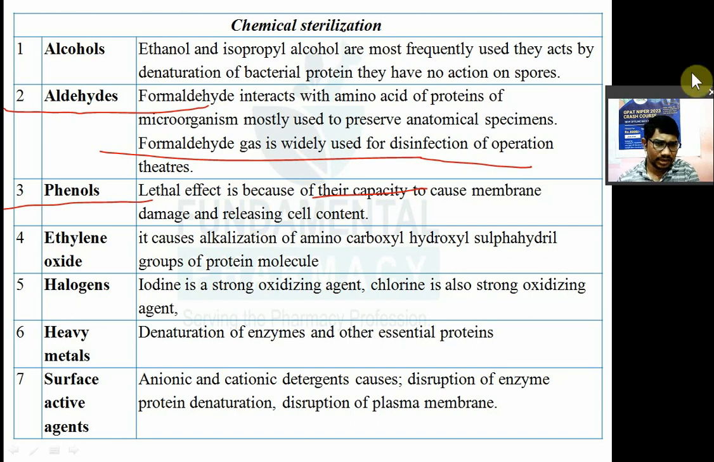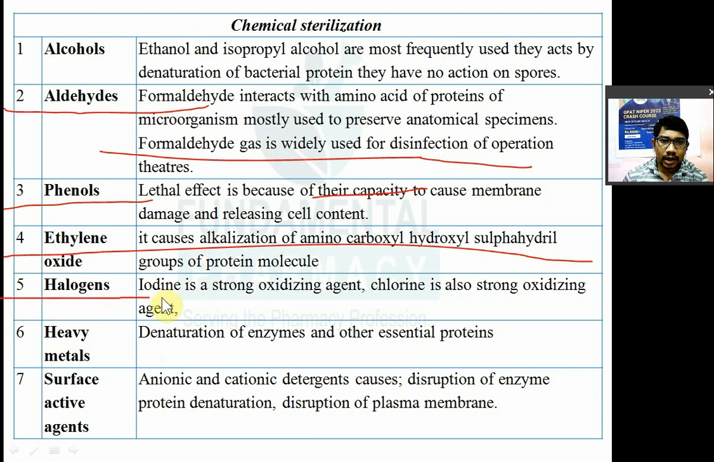Next one is ethylene oxide. So ethylene oxide का mechanism क्या है, mechanism देखो यहाँ पे. So it causes the alkylation of amino acids, carboxyl, hydroxyl, sulfhydryl groups of protein molecule. तो ये क्या करता है, alkylation करता है. So it will alkylate the carboxyl end, hydroxyl end, sulfhydryl end of protein molecule. Halogens, this is chlorine, iodine, and bromine.